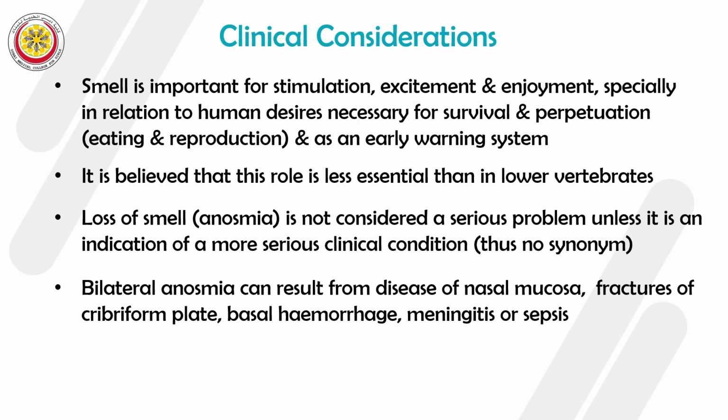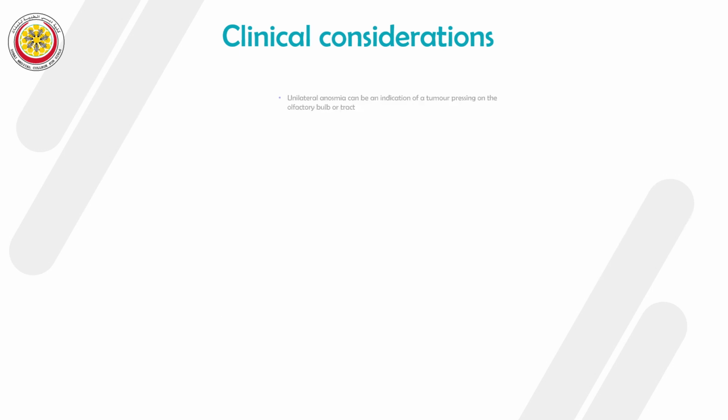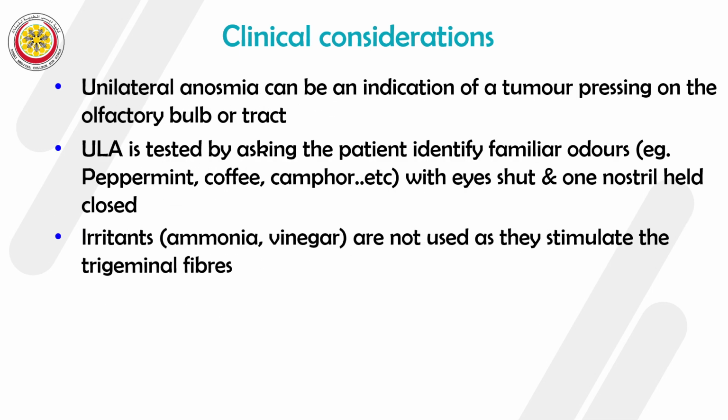Now, bilateral anosmia can result from disease of the nasal mucosa. But when a patient has unilateral anosmia, you have to be more careful in dealing with it, because it's most likely due to a tumor or a fracture or something on one side, or sepsis or whatever. Unilateral anosmia can be an indication of a tumor.